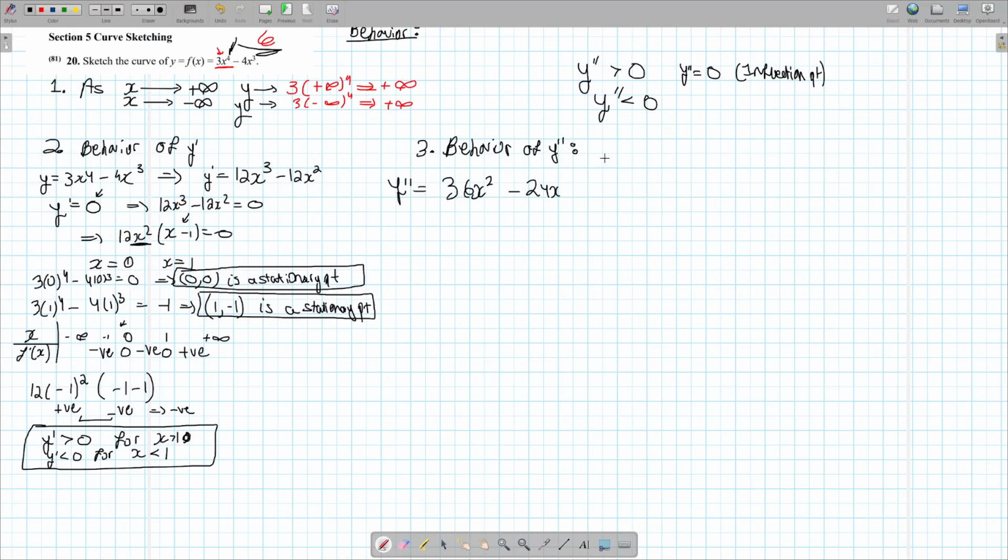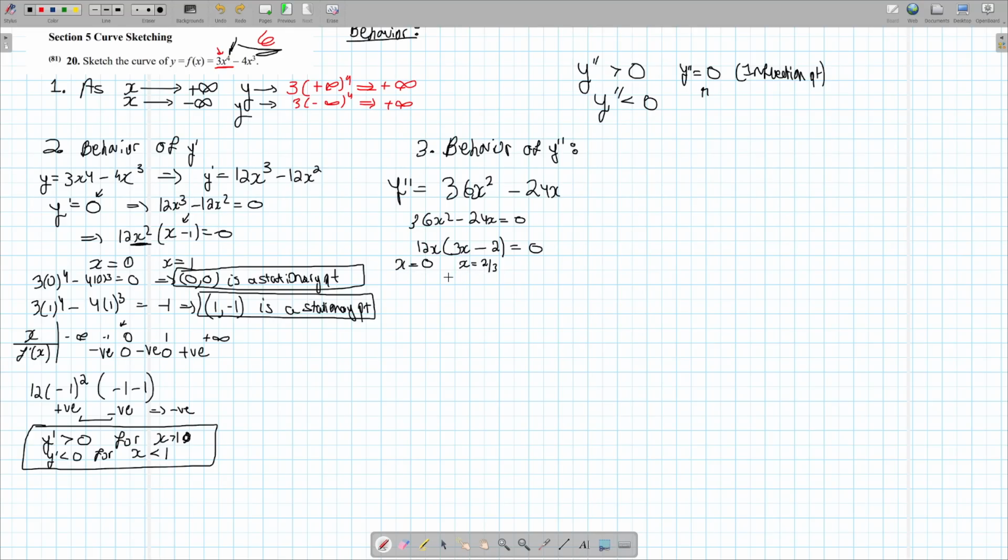Okay, now I can find when y double prime is equal to 0. I can find my inflection points. Okay, so equate it to 0. You're going to get 36x squared minus 24x equals 0. You can factor out 12x outside. You're going to get 12x times (3x minus 2) equals 0. So you're going to get two solutions. You're going to get x equals 0. In this case, 0 is not a repeated root because it's not x squared, it's x. Okay, and then 3x minus 2, that means x would be equal to 2 over 3. Okay, so we now found our two inflection points.